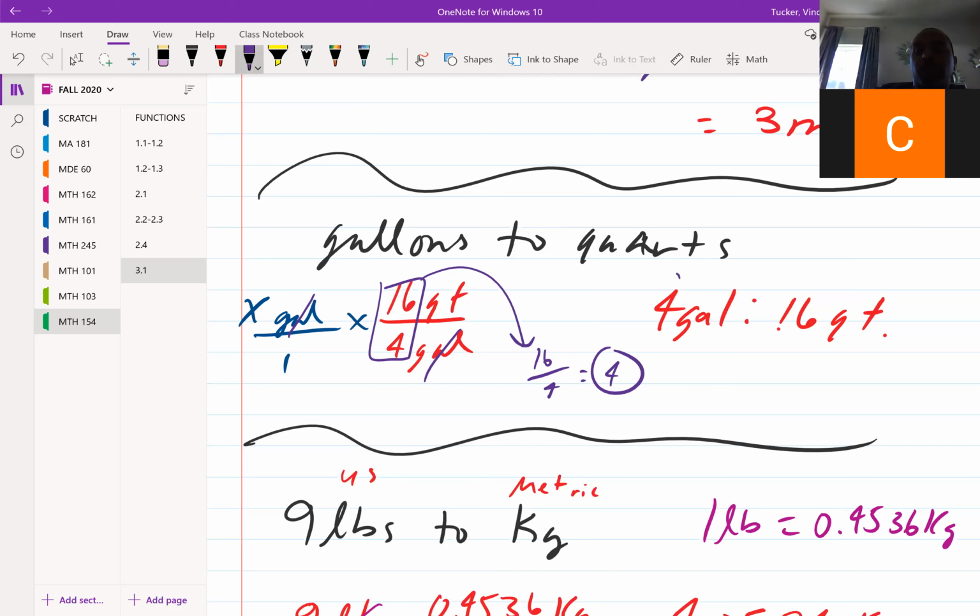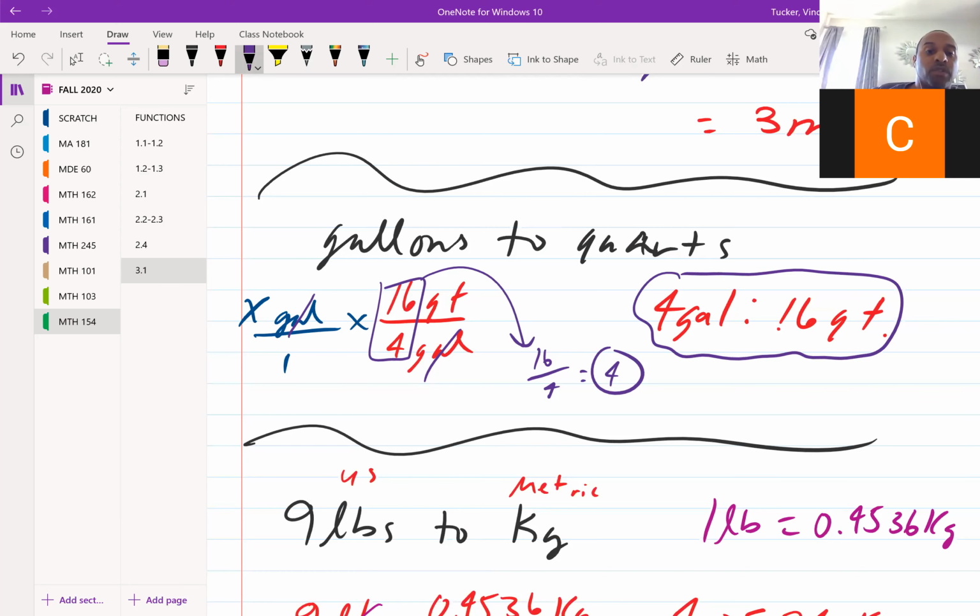So they gave you a conversion factor of 4 gallons to 16 quarts, and you want to go from gallons to quarts. Remember, if you're starting off in gallons, your gallons have to be down bottom when you use your conversion factor. So you would use 16 quarts over 4 gallons. If you reduce the 16 over 4, that is 4, because 16 divided by 4 is 4. That would be the number you would be multiplying by.